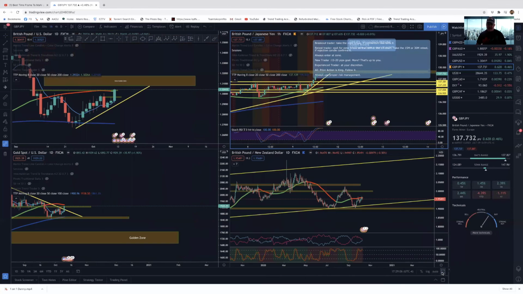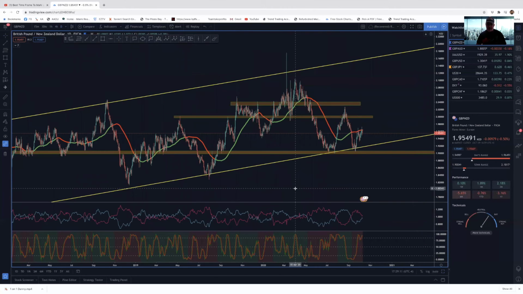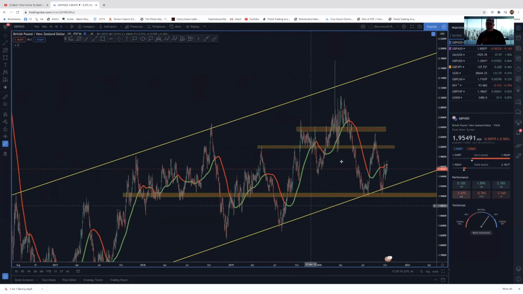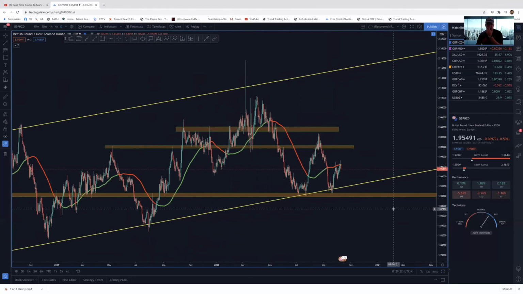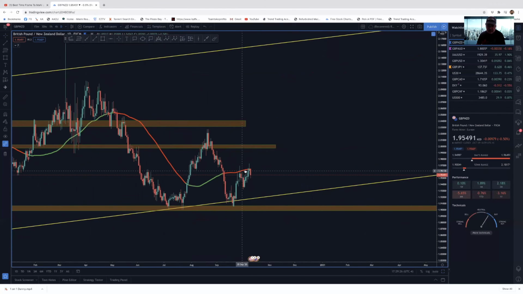Okay, let's go to GBP NZD. This is the overall picture. We've been waiting for this move to the upside so we can challenge the top channel, but it's been messing around down here. And as I mentioned in previous weeks, you want to wait until it actually closes above and breaks the 50 moving average. It closed above the 50 moving average last week, and all it did was reject this week. So it's not ready for buys.